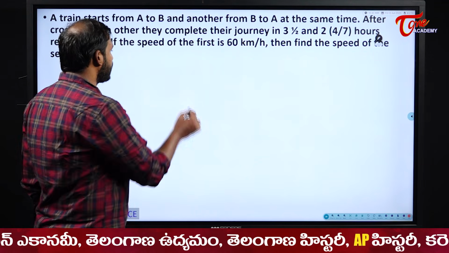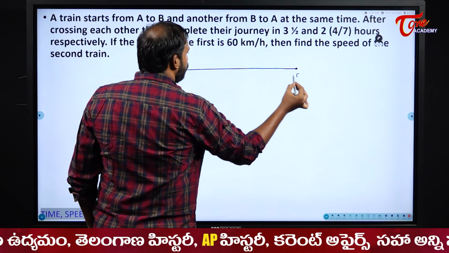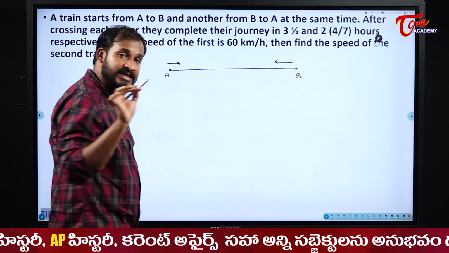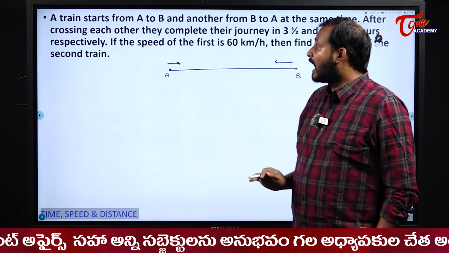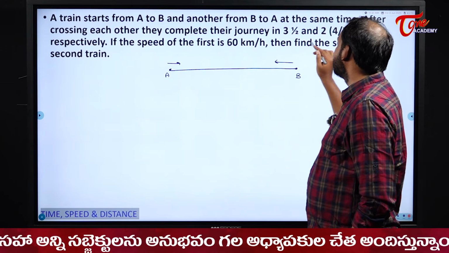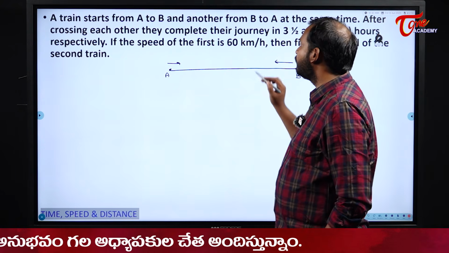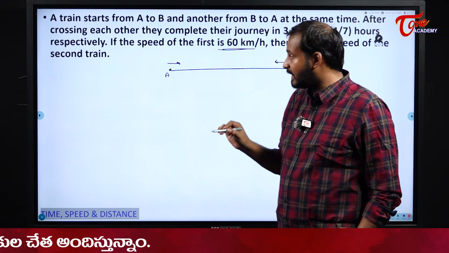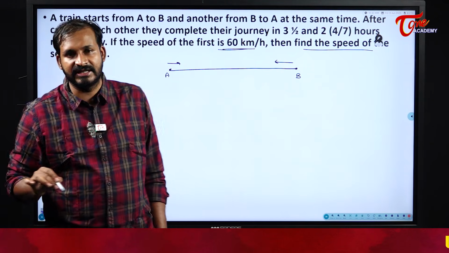Now see here, a train starts from A to B and another from B to A at the same time. Okay, there are 2 points, A and B. One train is starting from A to B and the other train is starting from B to A at the same time. So here there is no need to equal the times. After crossing each other, they complete their journeys in 3.5 and 4 2/7 hours. If the speed of the first is 60 kmph, then find the speed of the second train. That is the question they asked us here.